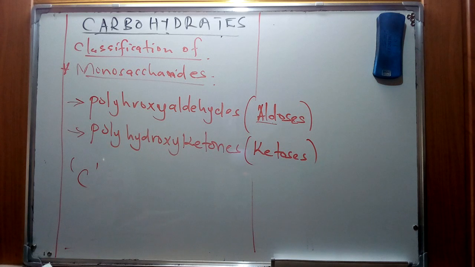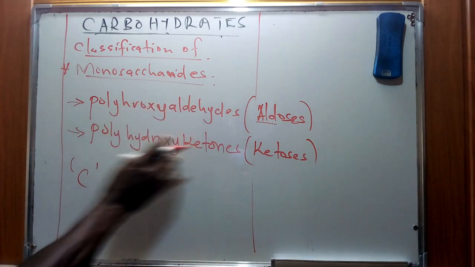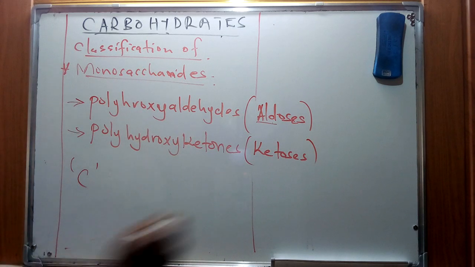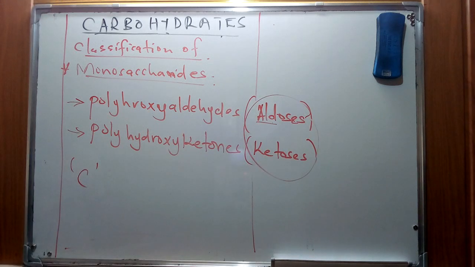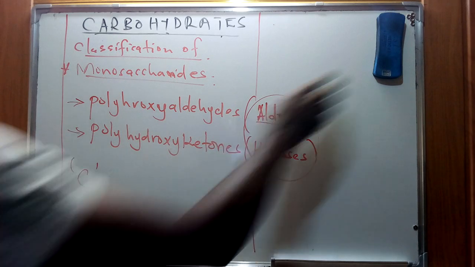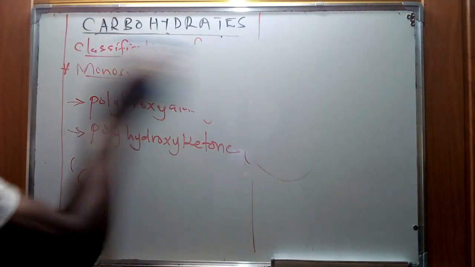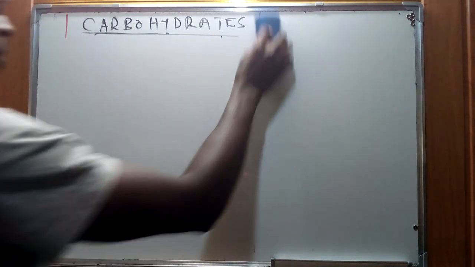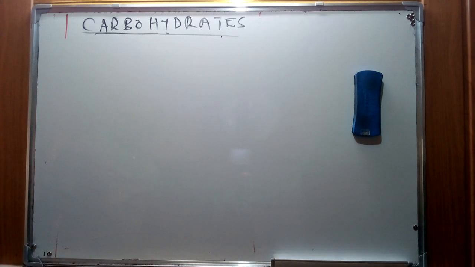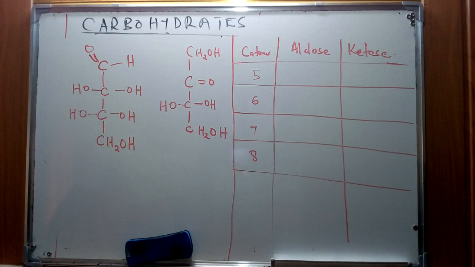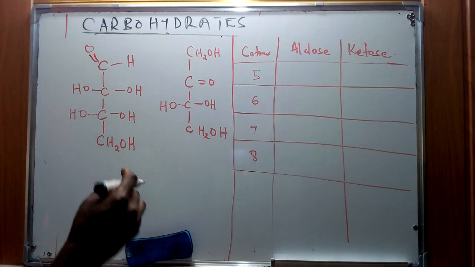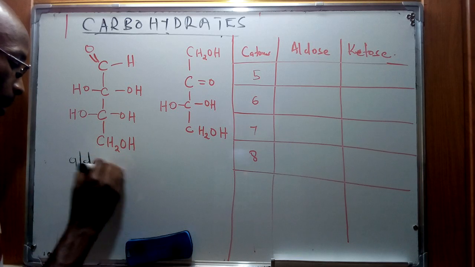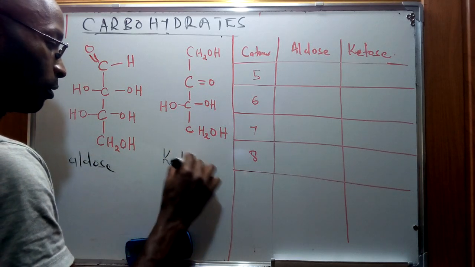Now, for instance, I'm going to give one example to illustrate how we can name the aldoses and the ketoses. Bear in mind that we're still dealing with the concept of classification of monosaccharides, or this class of carbohydrates. So in this case, I'm going to draw an illustration. On my right side of the board, I've given an example of an aldose, and this next is an example of a ketose.